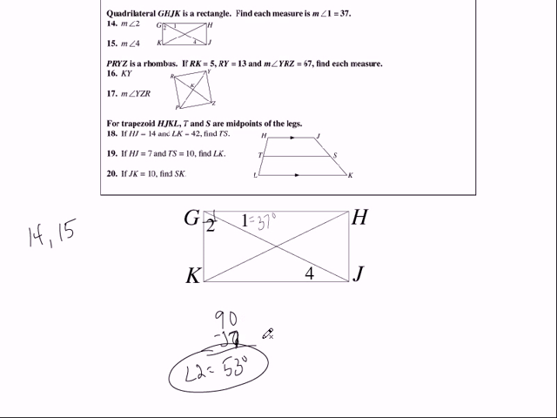Look, angle 4 is even easier. We did this up in the other problem. We did it twice already. This is angle 1, this is angle 4. Look at them. They are alternate interior angles, so they're exactly the same. I don't have to do any work on that at all. Angle 4 is just 37 degrees.